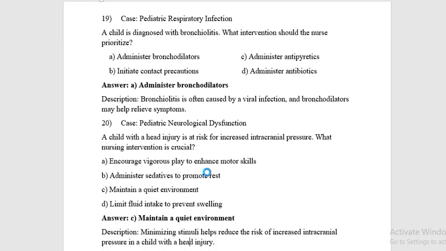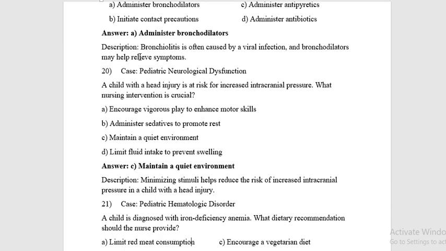Question 20. It's also a case of pediatric neurology dysfunction. A child with head injury is at risk for increased intracranial pressure. What nursing intervention is crucial? A. Encourage vigorous play to enhance motor skills. B. Administer sedatives to promote rest. C. Maintain a quiet environment. D. Limit liquid intake to prevent swelling.